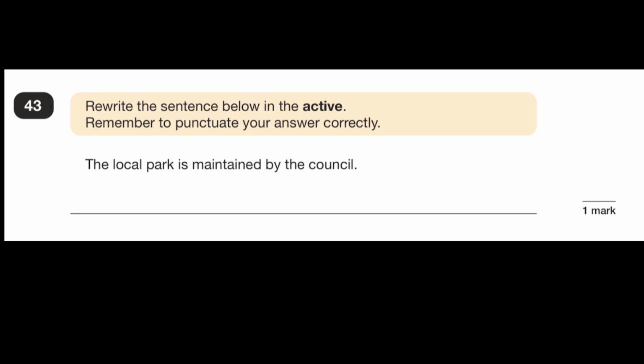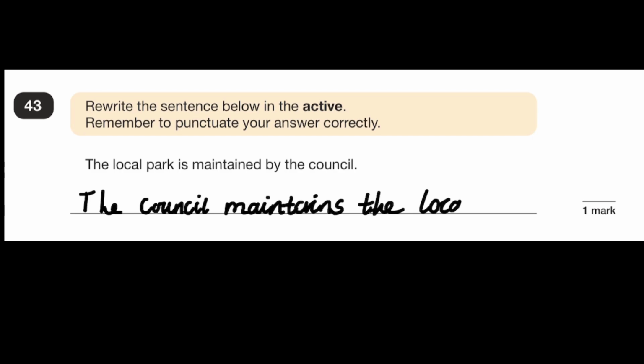So remember, in active voice, the subject does the verb. So the subject is the council and they're doing the verb maintains. The council maintains the local park, rather than the subject being acted on by the verb, as it was originally in the sentence, the local park is maintained by the council. So well done.